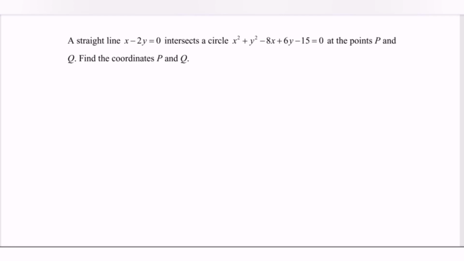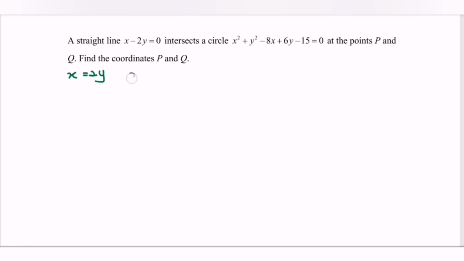Next, kindly refer to the question. Here we have a straight line x - 2y = 0 that intersects a circle x² + y² - 8x + 6y - 15 = 0 at the points P and Q. Find the coordinates P and Q. So at first, my suggestion is to let x - 2y = 0 become x = 2y. Then kindly substitute x = 2y into the circle equation.